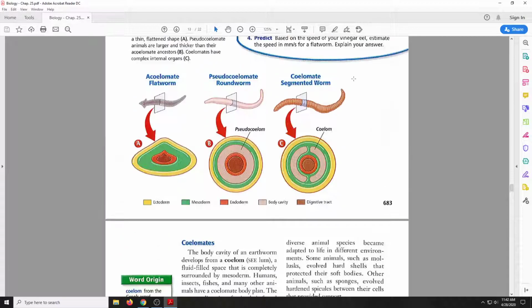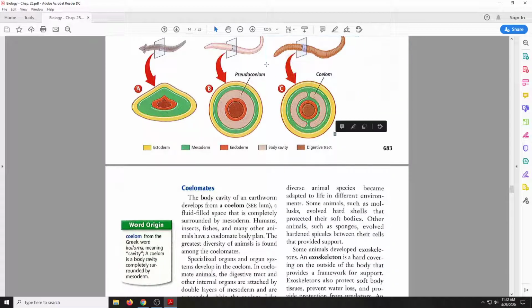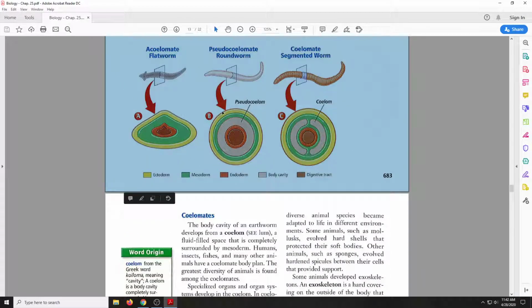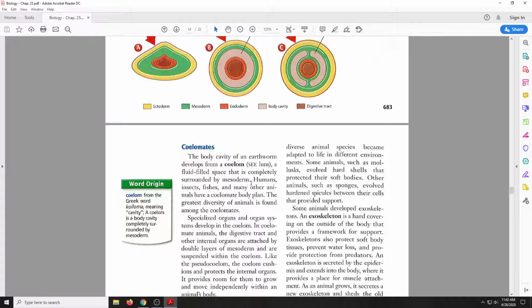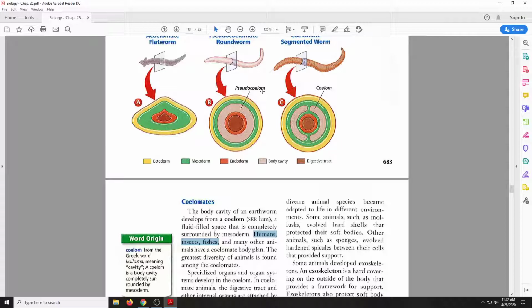This is also the greatest diversity of species in the coelomates when compared to the acoelomates and the pseudocoelomates. Humans, insects, and fishes are all coelomates. We all have these fluid-filled cavities inside of us.